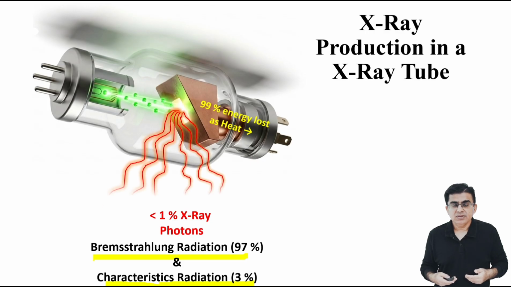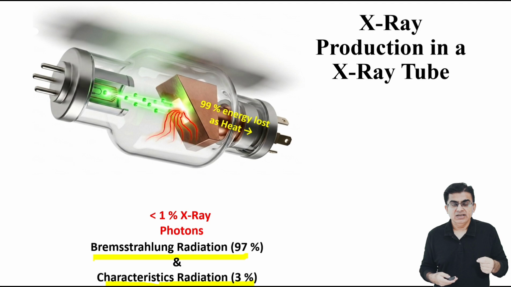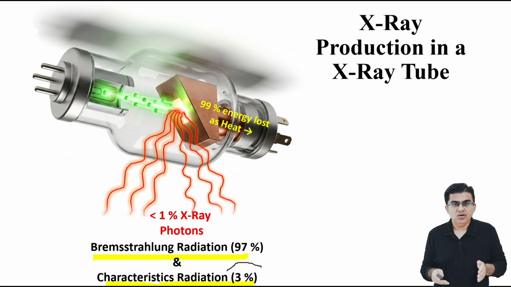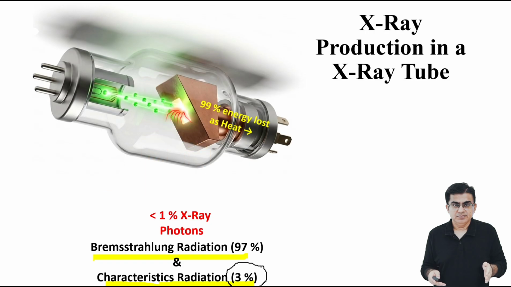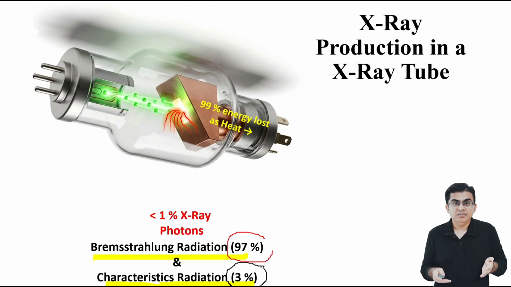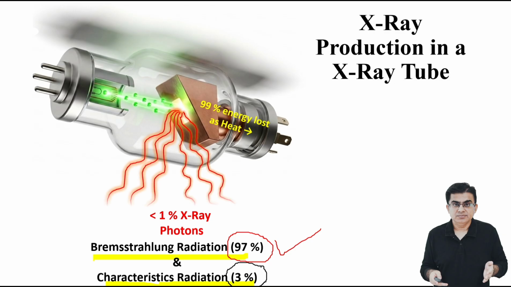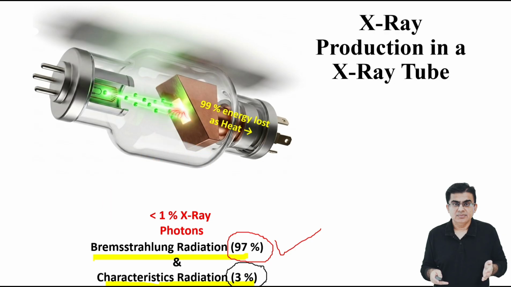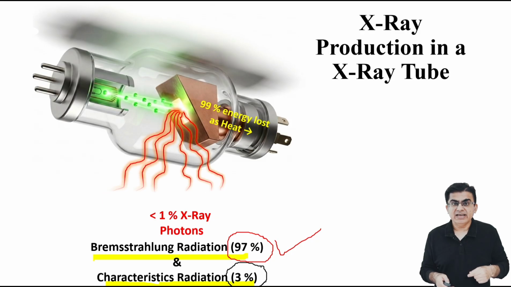Listen, in a therapeutic megavoltage beam we commonly use in our linear accelerators, characteristic radiation makes less than 3% of total X-ray photons. This means that almost 97% of clinical X-ray beam is made up of Bremsstrahlung radiation. In our next lecture, we will look deep inside these two specific atomic interactions in detail.